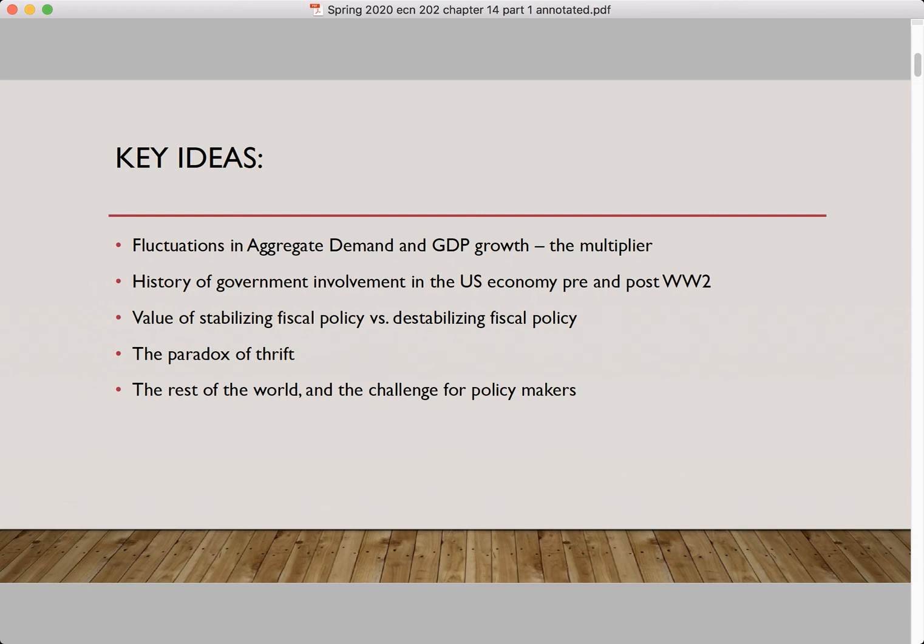It then takes some time to talk about the value of stabilizing fiscal policy versus destabilizing fiscal policy, what is sometimes called the paradox of thrift, why saving may paradoxically be not so good for the economy. And it also considers the rest of the world and how this may prove to be a challenge for policymakers. For our purposes, I'm really going to be focusing on the first element of this. How does a change in aggregate demand, how does a change in spending affect GDP?